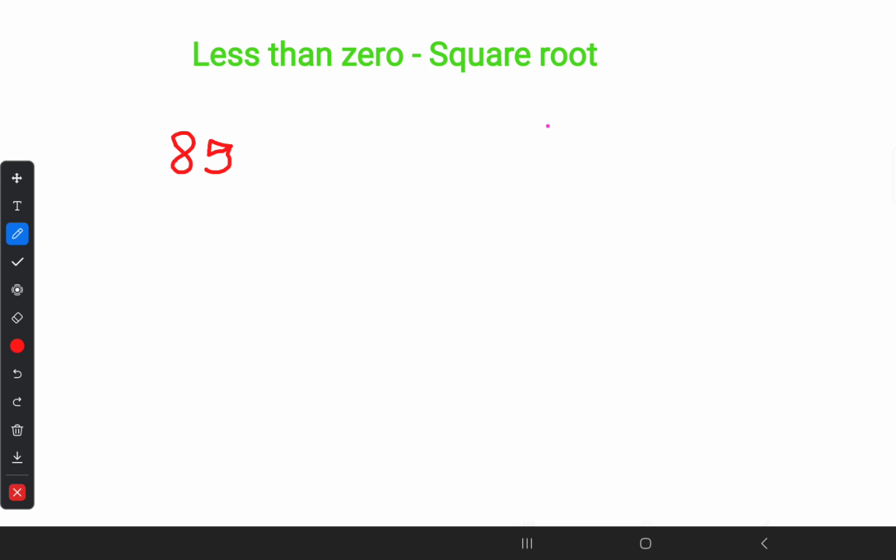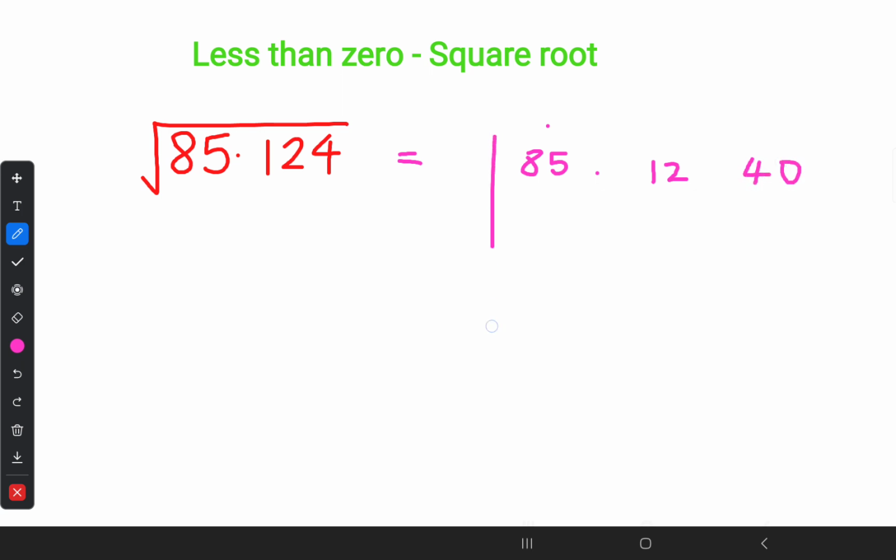Now let's find it for 85.124. We are going to find the square root for this. So let's make them into pairs. The integral number is already a pair, so let's keep it as 85 point. From the beginning, 12 is a pair and 4 is an individual one. Let's give it a 0.